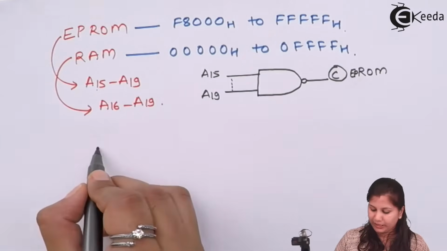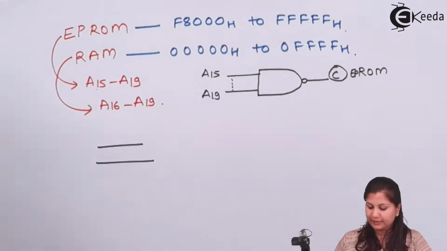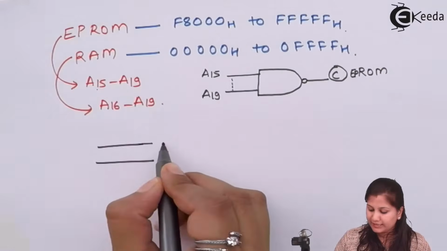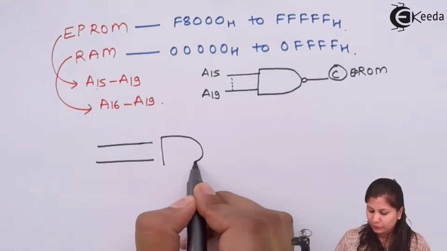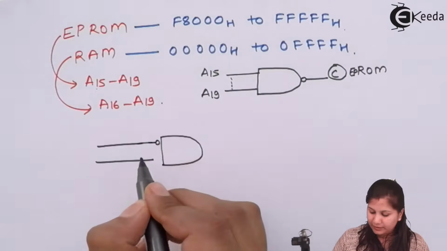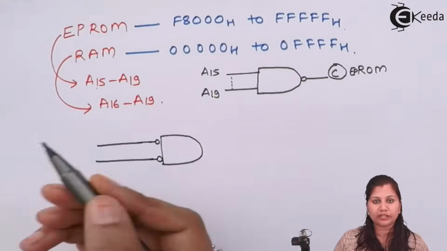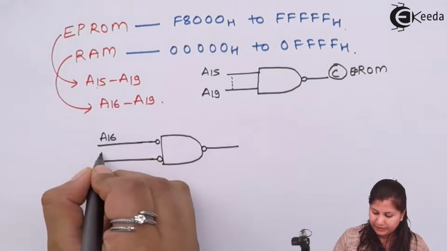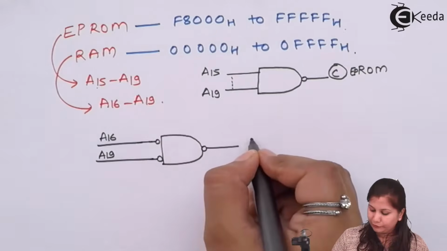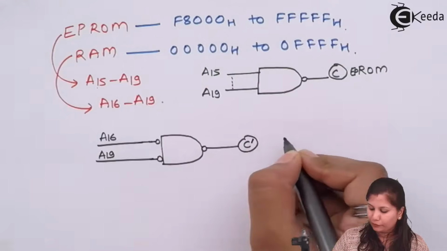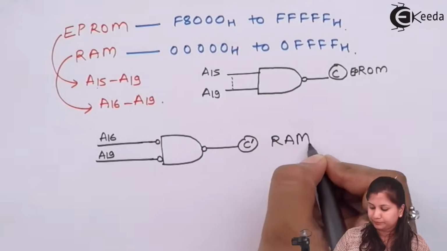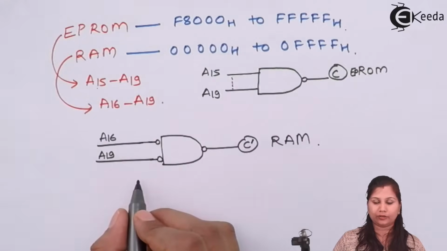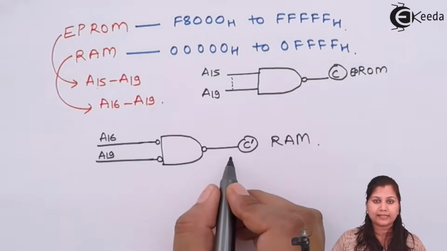And A16 to A19, because these lines they are kept at logic 0, so here we will use a negative NAND gate. Negative NAND gate means the 0 input will be converted into 1 here. Inputs will be A16 to A19 and it will form the chip select signal for the RAM. Here logic gates are used, NAND gate and negative NAND gate, okay, to form the chip select signal.